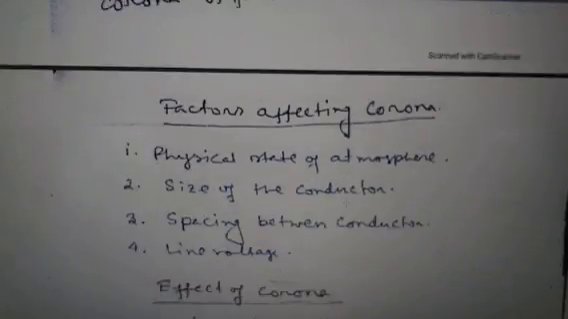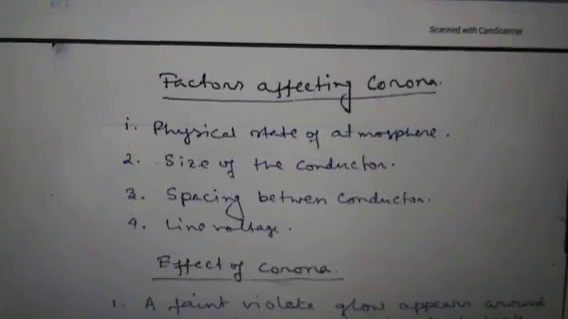Now, the factors affecting corona. The phenomenon of corona is affected by the physical state of the atmosphere as well as by the condition of the lines. The following factors are related with corona. The first one is the physical state of the atmosphere. As corona is formed due to the ionization of the air surrounding the conductors, it is affected by the physical state of the atmosphere.